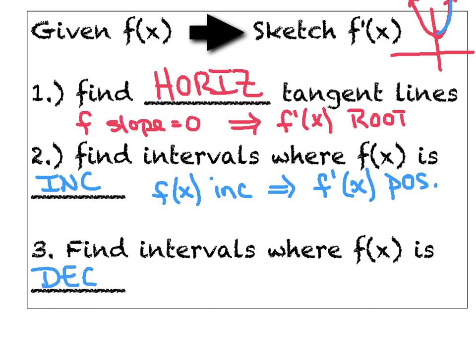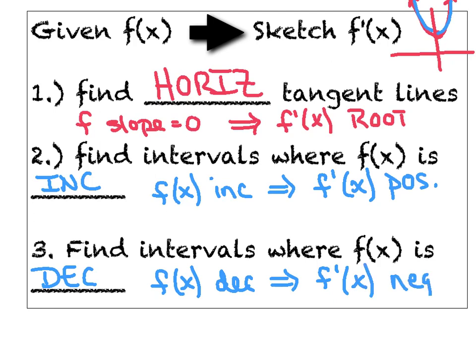And then last but not least, we're also going to look for intervals where f might be decreasing. There's certainly no rhyme or reason to whether we do step 2 or 3 in any particular order. We've got this whole interval over here where f's decreasing, so of course whenever f is decreasing, that implies that f prime will be negative, aka below the x-axis. So let's go try one.